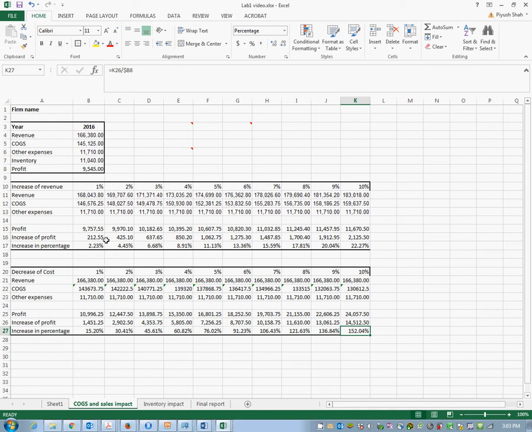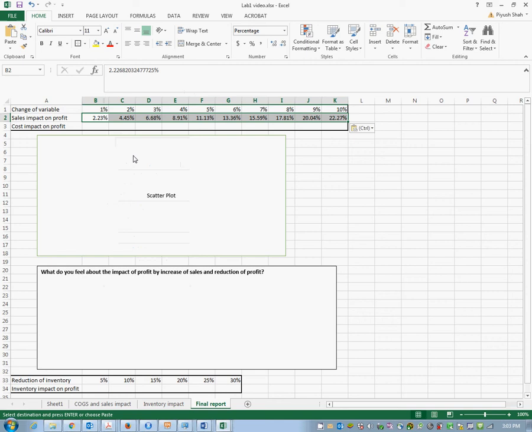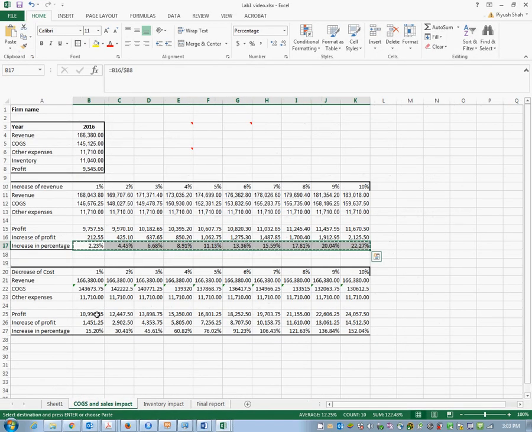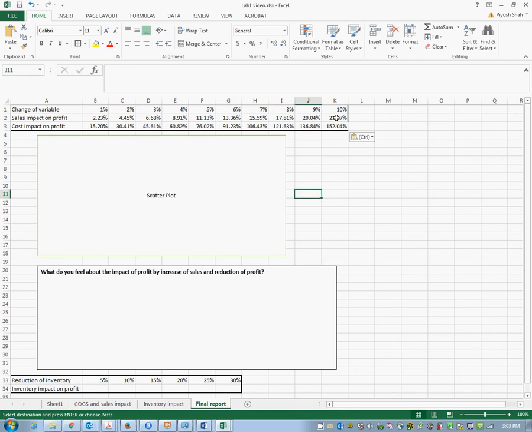Right? So just to make this picture clearer, I'm going to copy these percentage terms in the next sheet. Control C, the final report. Control paste special as values. Alt-tab. I'm going to be here. Control C. Report. Control V. Paste special. Done. Now look at this change of numbers.